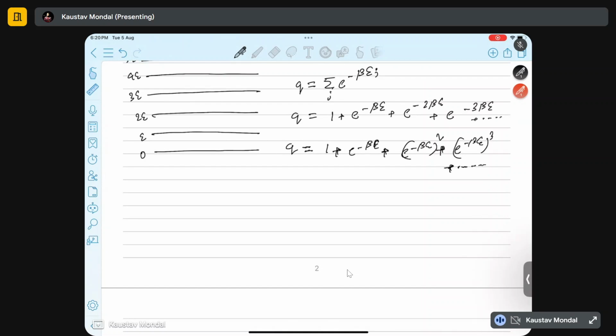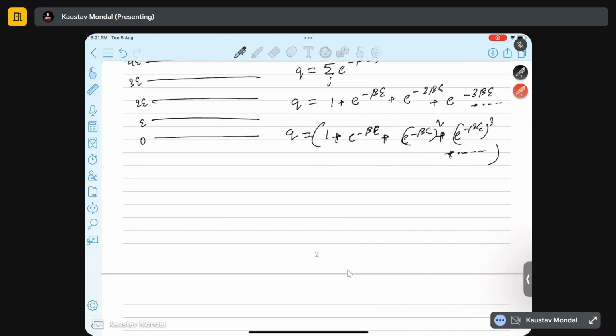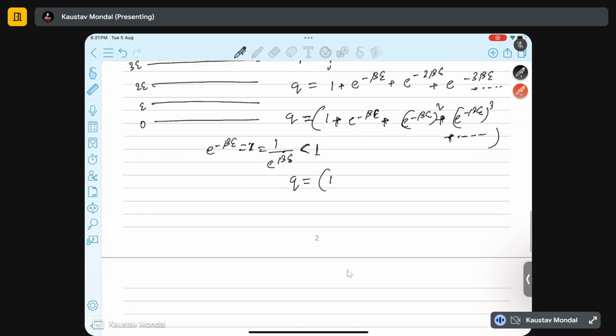Now we can write a closed form of this partition function. Let's take e to the power minus beta E as x, which is 1 by e to the power beta E. So this would always be less than or equal to 1. Now q can be written as 1 plus x plus x squared plus x cubed, and so on.